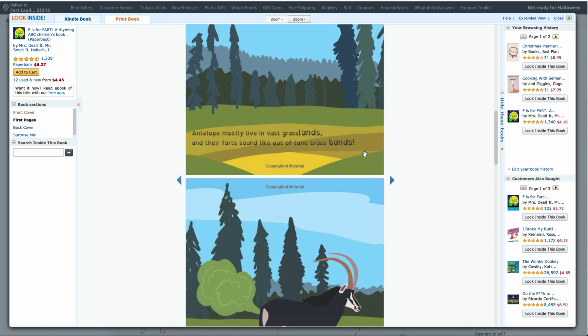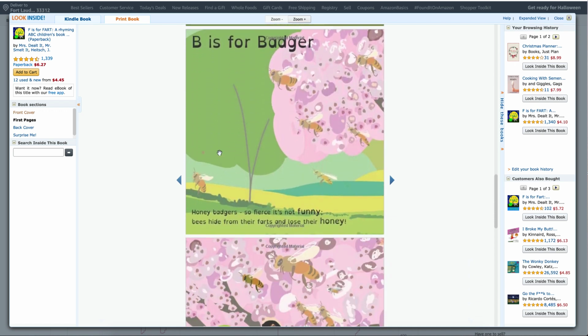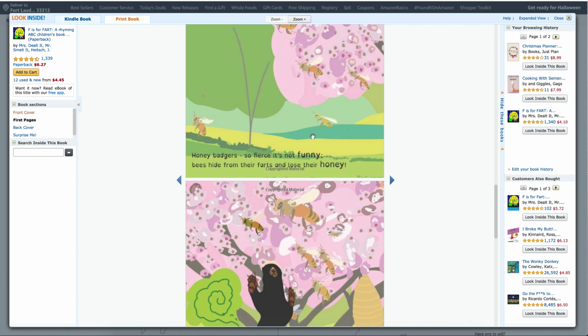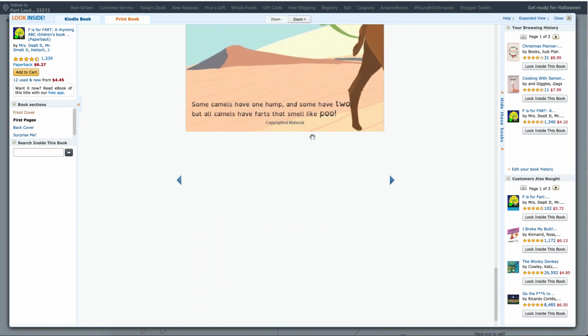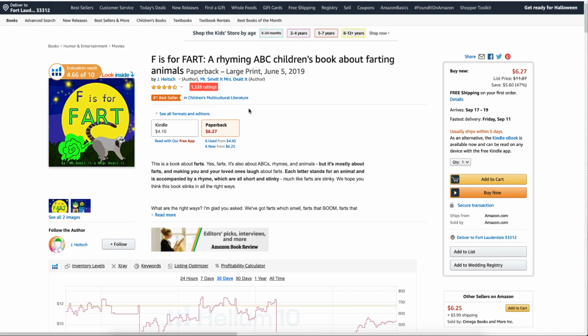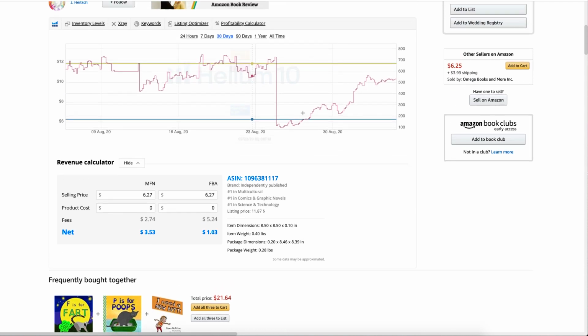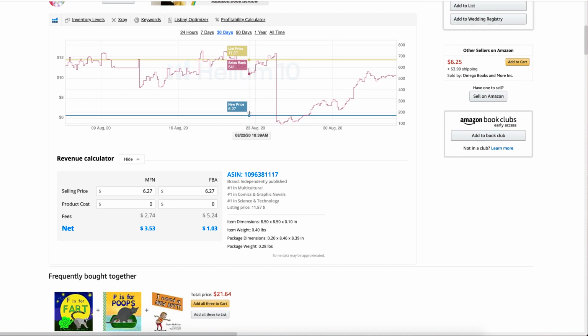A is for antelope. Antelope mostly live in vast grasslands and their farts sound like out of tune brass bands. You know, brilliant. Honey badgers so fierce it's not funny. Bees hide from their farts and lose their honey. So it's just a nice, funny, rhyming, fantastic book. And it has really done really well because kids love farting. In fact, adults do.